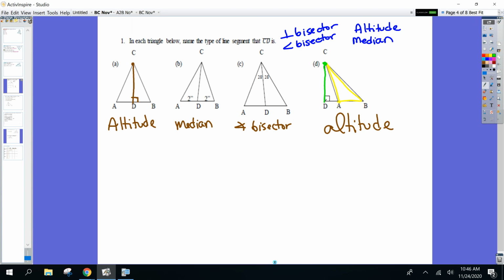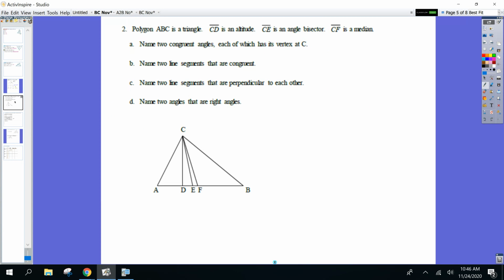All right, I'm going to let you guys work on your own for about 3 minutes to do number 2. I'm telling you, one segment's an altitude, another's an angle bisector, and CF is a median. Based on those facts, answer A through D for me. So I'll give you guys about 3-4 minutes, see what you got.